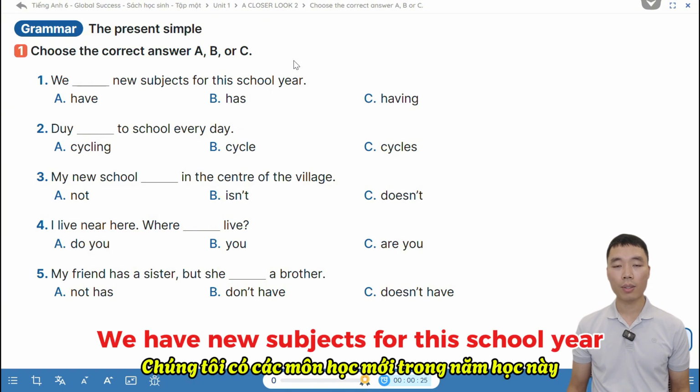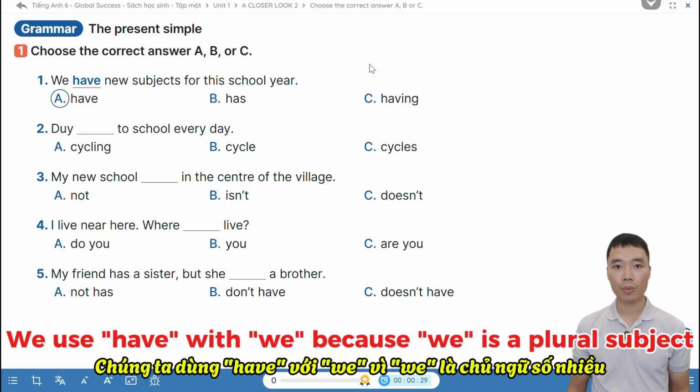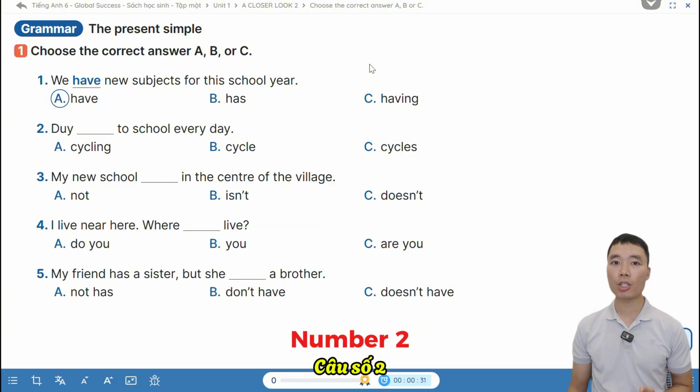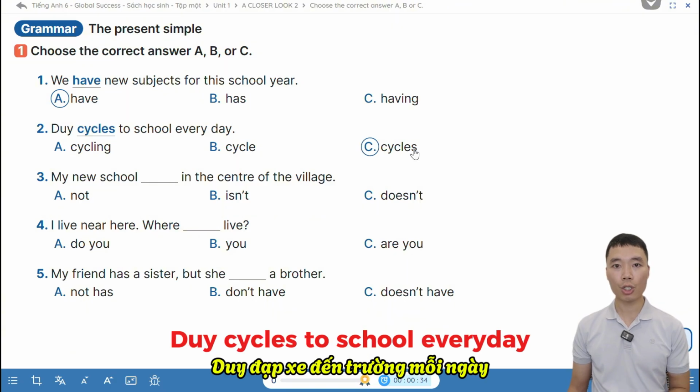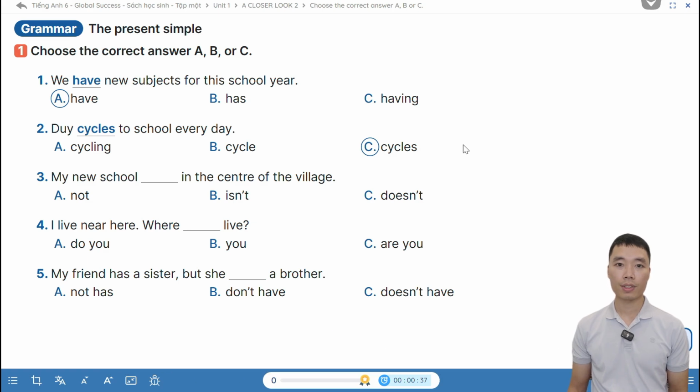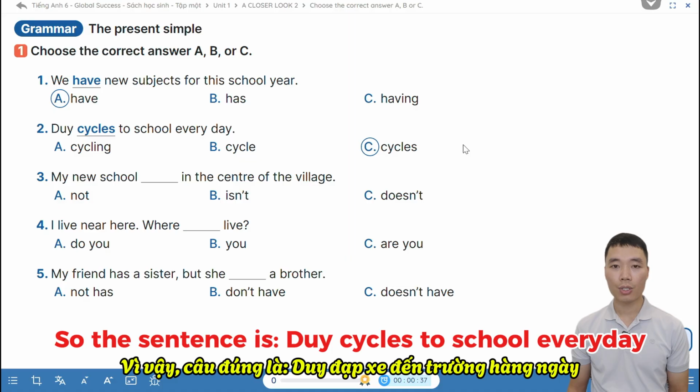Number 1. We have new subjects for this school year. We use have with we because we is the plural subject. So we say, we have new subjects. Number 2. Zui cycles to school every day. Zui is he, so we need to add s to the verb. Cycles. So the sentence is, Zui cycles to school every day.